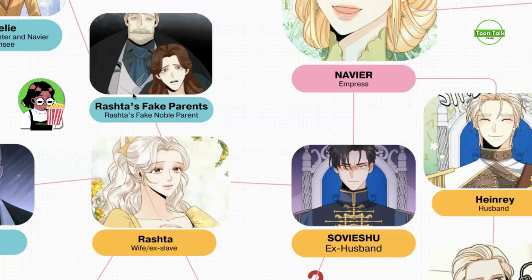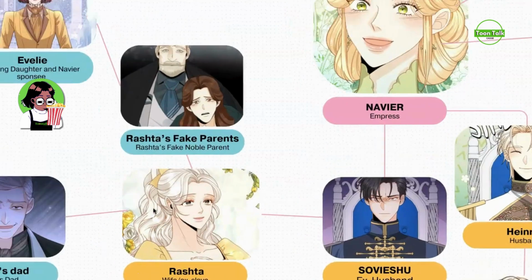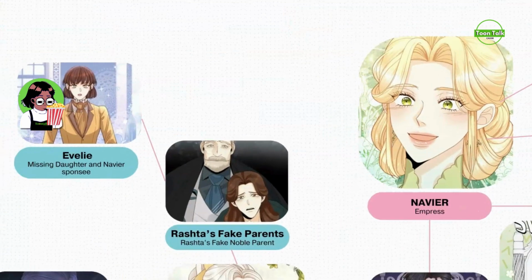They couldn't find them. Rashta was like, oh my goodness, I'm going to help you find your daughter. I'm going to be such a big sister. She was faking, because when she found out who their real daughter is, Everly, a young girl that Navier basically has been mentoring.